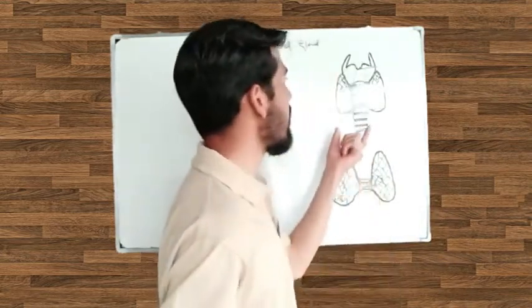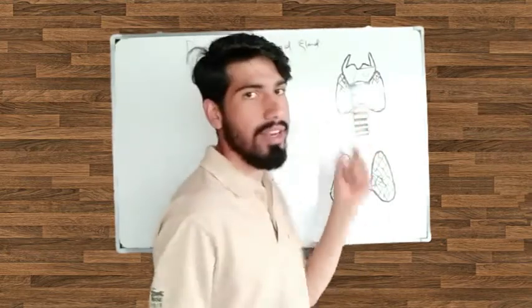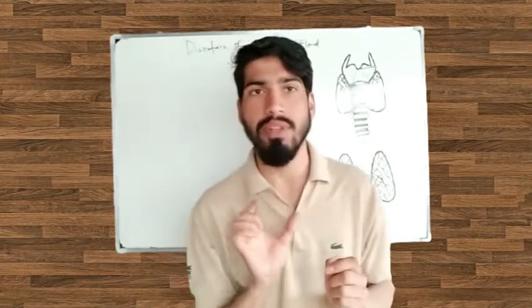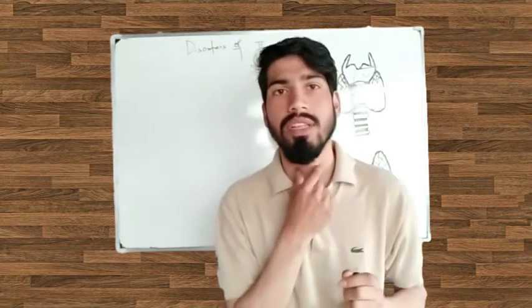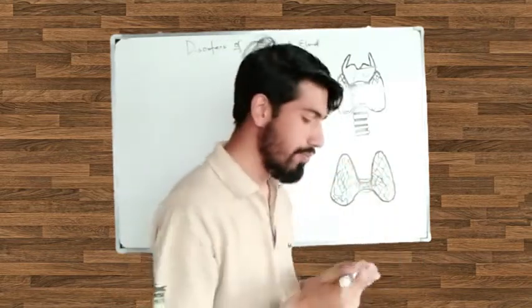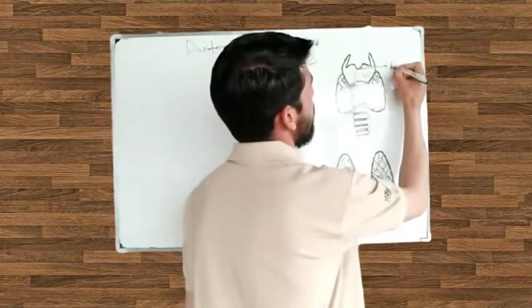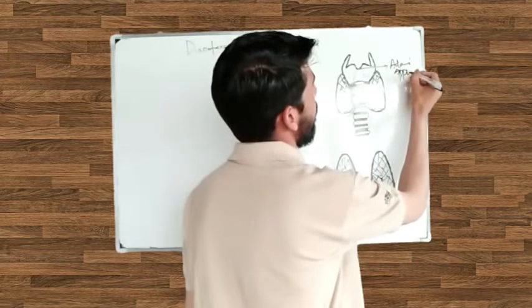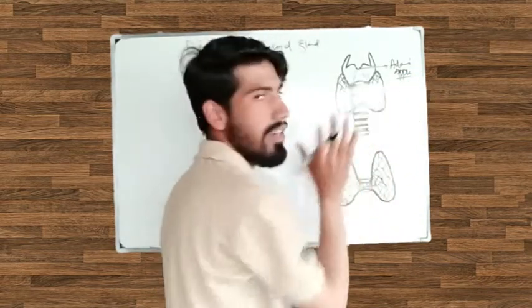Here I made the structure of the thyroid gland. The thyroid gland is located below the Adam's apple. This is the Adam's apple, and below the Adam's apple the thyroid gland is present.